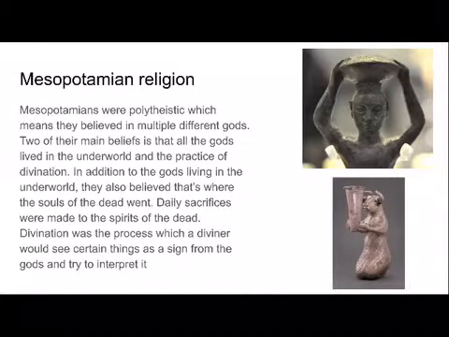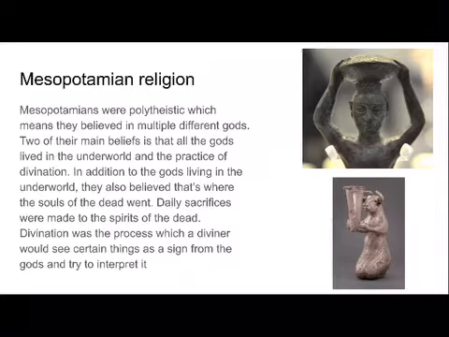So now we're on to the last slide, which is about Mesopotamian religion. So Mesopotamians were polytheistic, which means they believed in multiple different gods. Two of their main beliefs are that all gods lived in the underworld and the practice of divination. In addition to the gods living in the underworld, they also believed that's where the souls of the dead went. Daily sacrifices were made to the spirits of the dead.